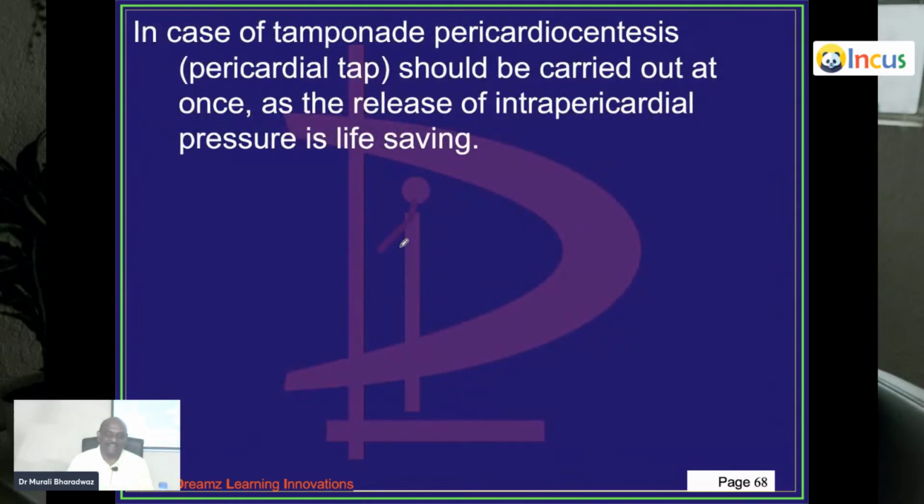Now tell me, in the JVP, what is the X descent, what is the Y descent? Absent. Why does Y descent occur?